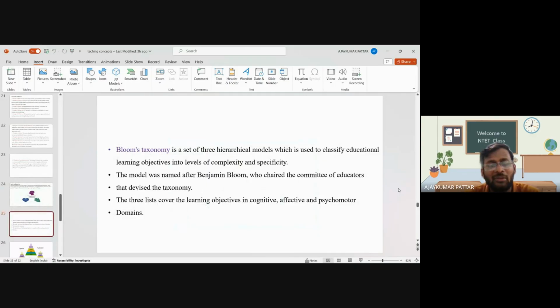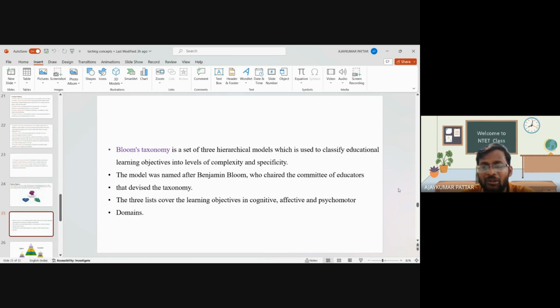According to Bloom's taxonomy, it is a set of three hierarchical models which is used to classify educational learning objectives into levels of complexity and specifics. एक मॉडल दिया है ब्लूम ने एजुकेशनल आउटकम्स का कॉम्प्लेक्सिटी एंड स्पेसिफिसिटी के अकॉर्डिंग. द मॉडल का नेम बेंजामिन ब्लूम रखा है क्योंकि he proposed this model. Taxonomy means naming, nothing but naming. According to him, the objectives of learning, he gave this concept, objectives क्या क्या होना चाहिए.